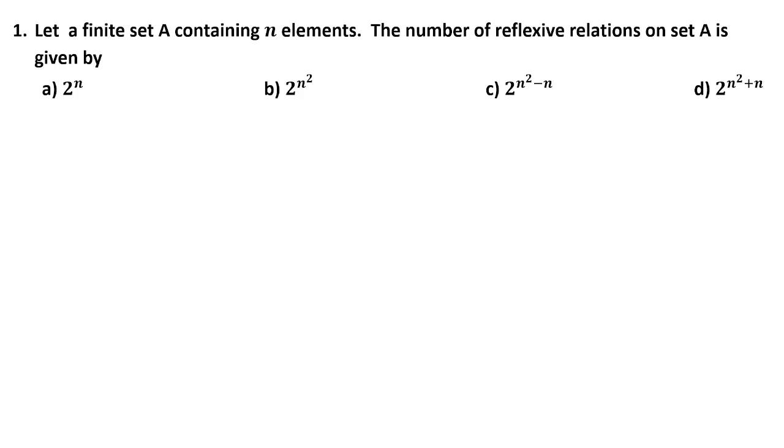Question number 1. Let a finite set A contain n elements. The number of reflexive relations on set A. Now remember, relations are nothing but subsets of the cross product. Therefore, when you find the number of elements of the cross product, then 2 power that will be the number of relations. Well, let us try to find the number of elements now.